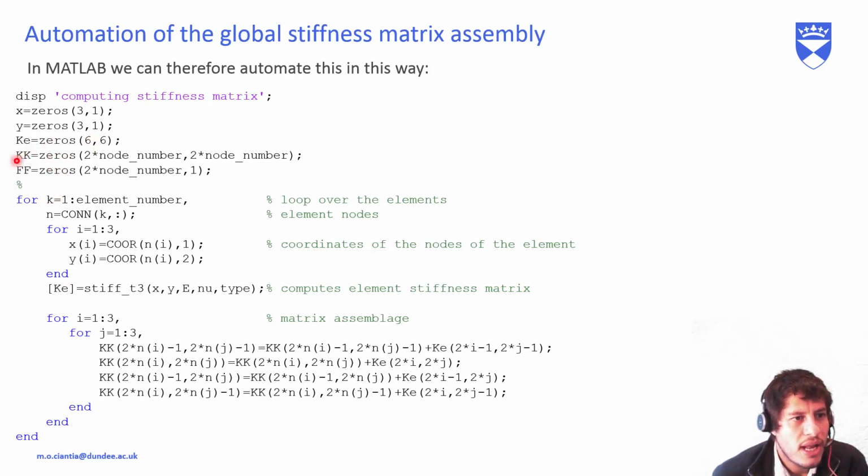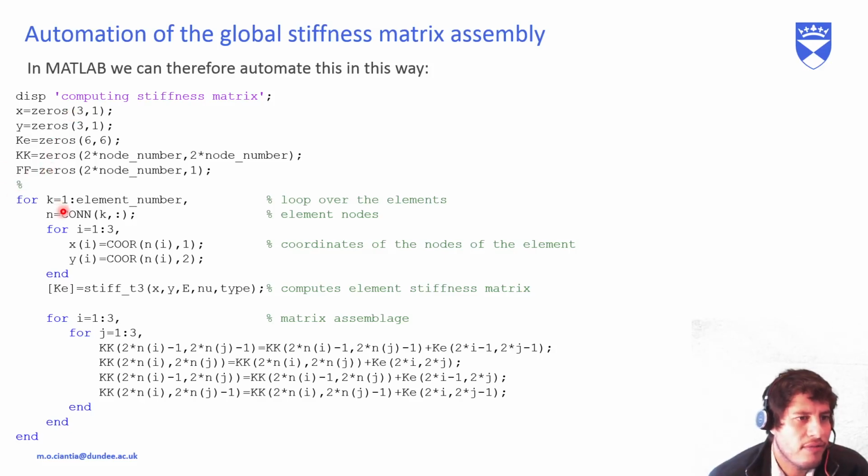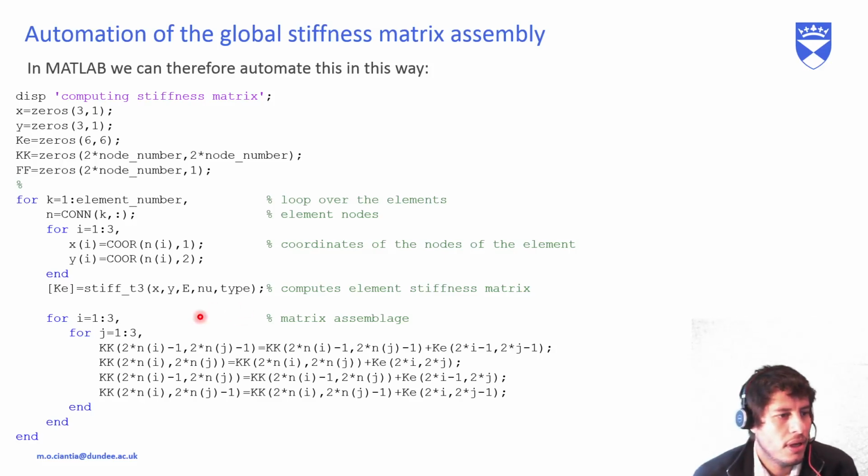And then we initialize the global stiffness matrix as a matrix of zeros, 2 times the number of nodes by 2 times the number of nodes. And well, the F is the force vector, but we are not going to fill it in this little example. So what happens here?